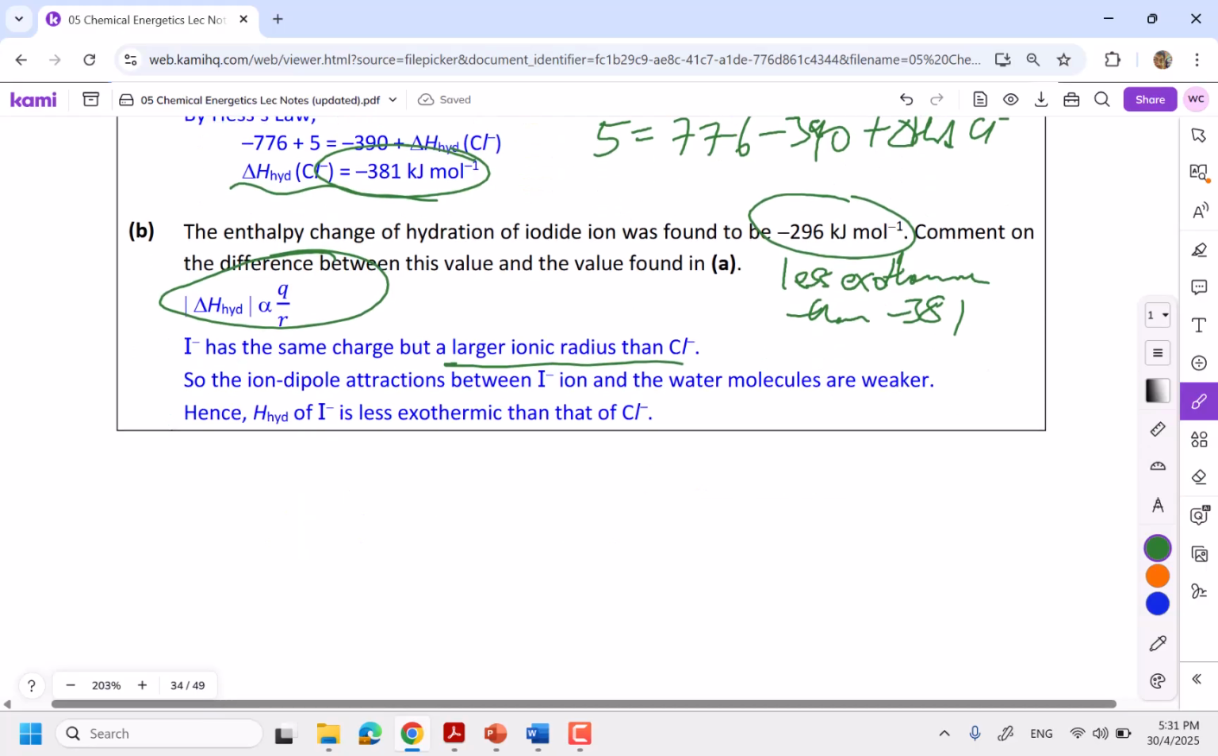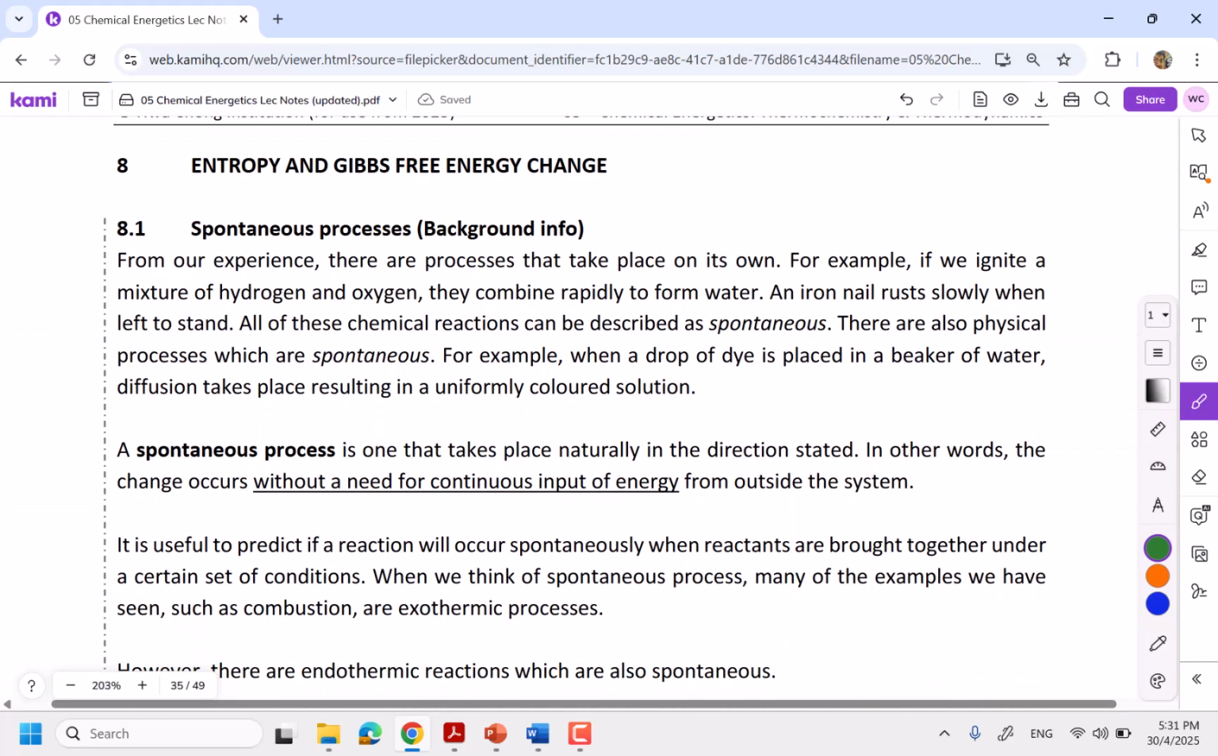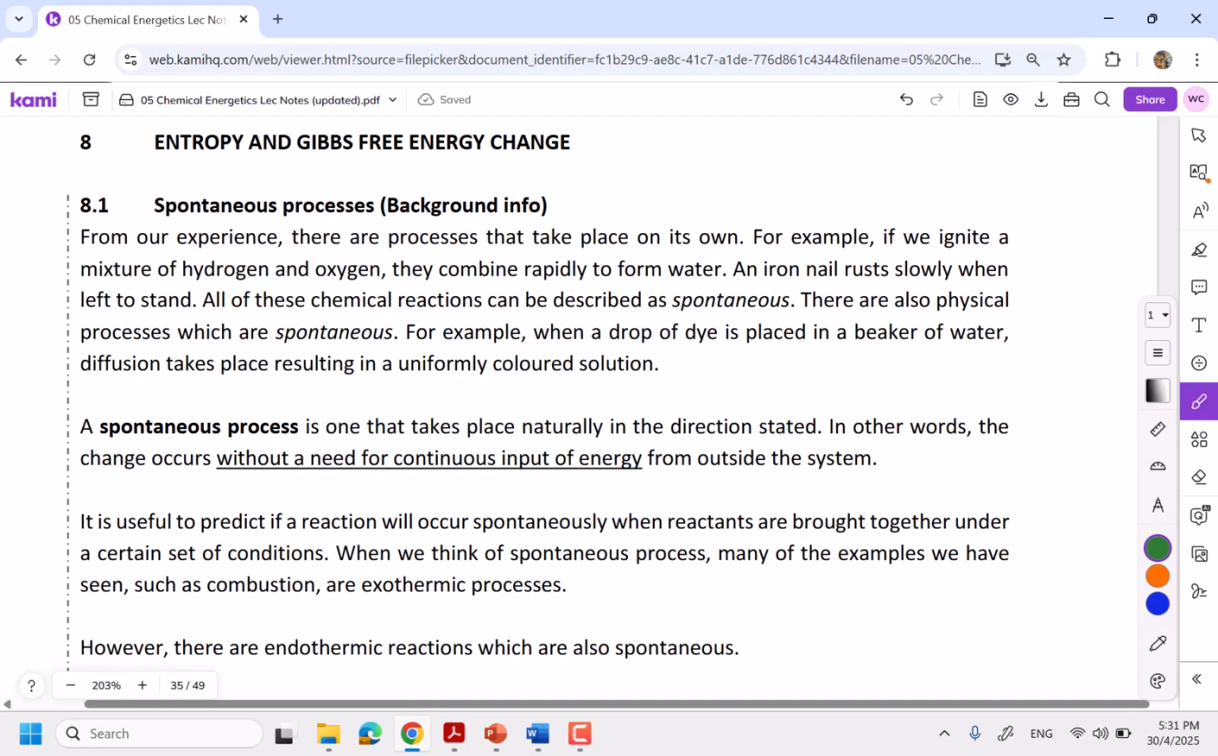Alright, so with that, we have come to the end of section 7. Next, we are going to look at section 8 in the next video.